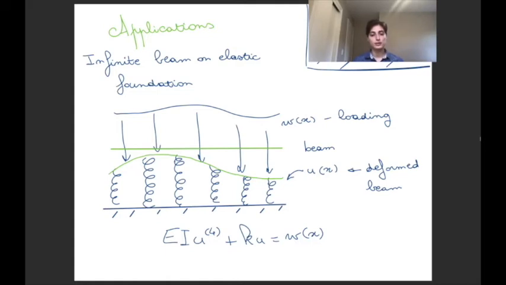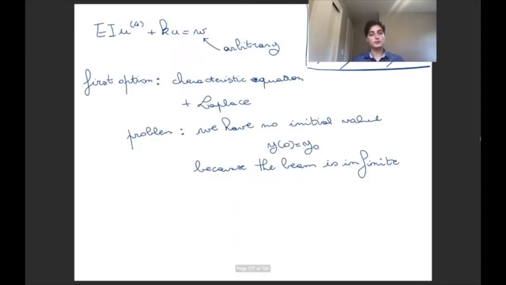This allows you to model a fourth order equation: E times I, which are some information about the beam itself, times the fourth order derivative of u, plus k, depending on the springs, times u, equals w(x), where w is the load on top of the beam. So w can change depending on the problem you have. If you're looking at this equation, one way you can think about solving it with the techniques we have developed until now is a combination of characteristic equation and Laplace transform.